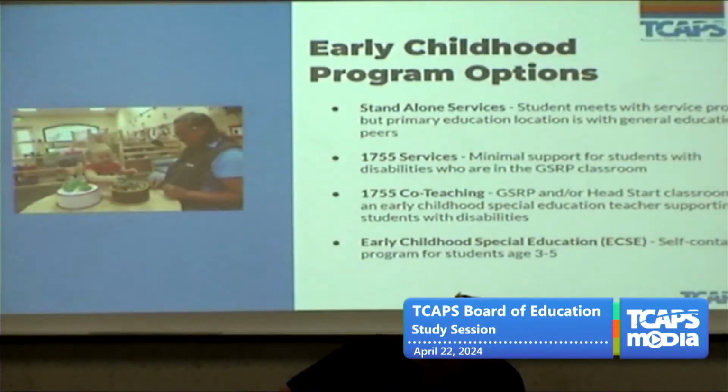The next one is what we call 1755 services, and you might be asking yourself, well, how did she come up with the word 1755? It's actually the letter of the law. All laws in special education, you'll see the big binder there on my desk, and that is the laws that we have to follow in the world of special education. And so 1755 is really those students who just are maybe in a GSRP classroom, that Great Start Readiness Program, or a Head Start classroom that's operated in our district.